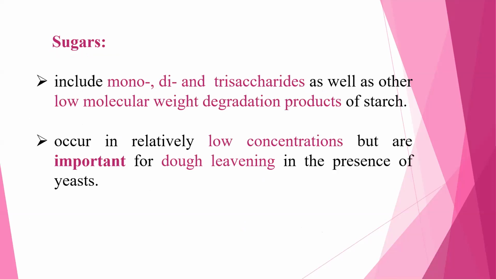Next comes sugars, which include mono, di, and trisaccharides, as well as other low molecular weight degradation products of starch. Sugars occur in relatively low concentrations, but are important for dough leavening character in the presence of yeasts.